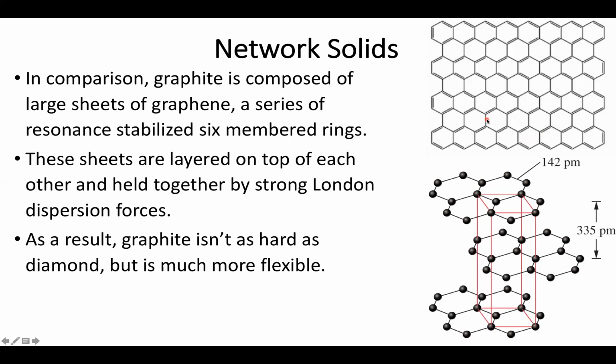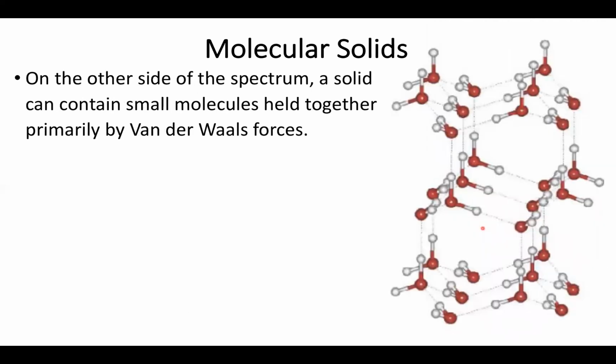So this really helps illustrate that even in network solids, sometimes London dispersion forces and other forces can play a big role. And the more you rely on those extra forces, the more you're going to gain flexibility, but you might not be quite as hard. Now, on the other side of the spectrum, you can have very few covalent bonds, but a lot of van der Waals forces. So the great example of this is water.